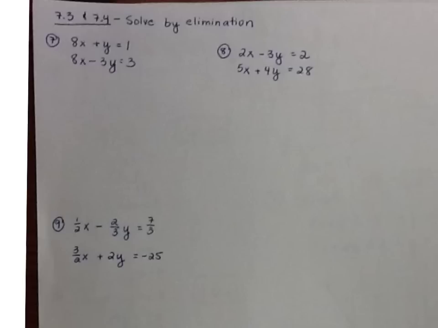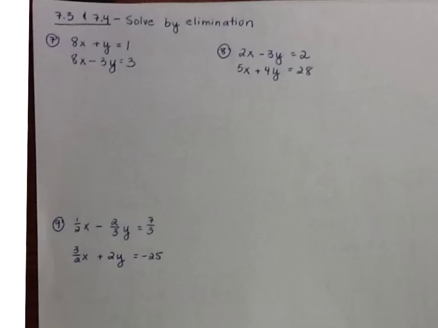For numbers 8 and 9, however, you do need to do some multiplying. Number 8, maybe I'd say let's get rid of the x's. And then number 9, you have some fractions to deal with. So let's jump in. Let's go ahead and do number 8 together. And then I'll have you guys maybe try 7 and 9 on your own. So here we go with number 8.